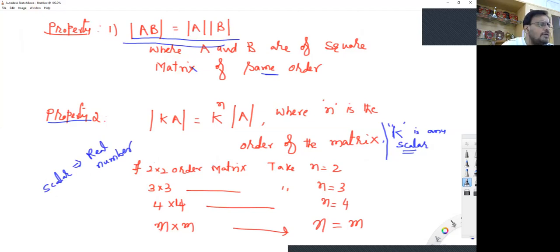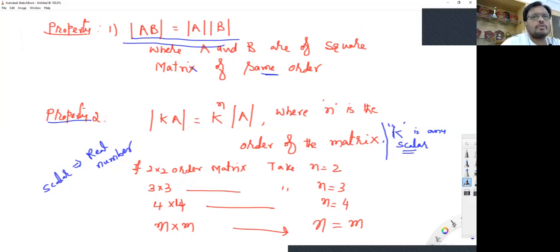There is no need of having different definitions, like in physics, where a scalar is a physical quantity which has magnitude but no direction, nothing like this. In matrices and determinants, wherever scalar comes, you just consider it as a real number.